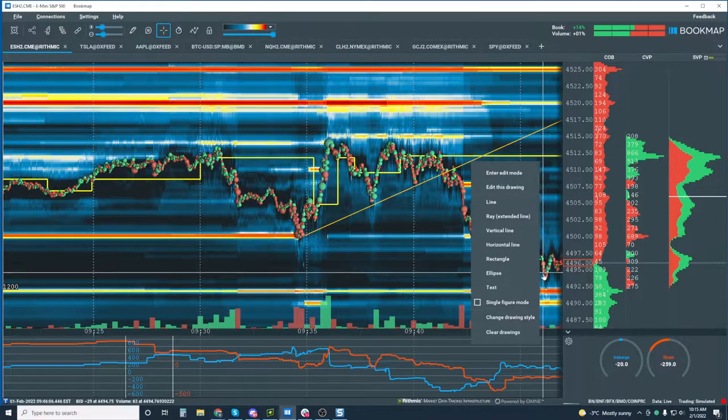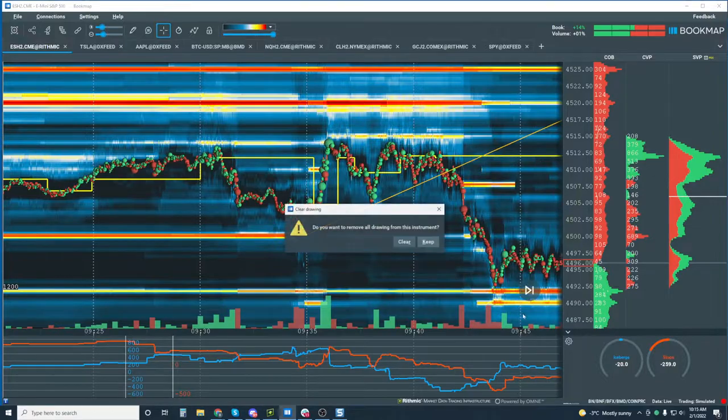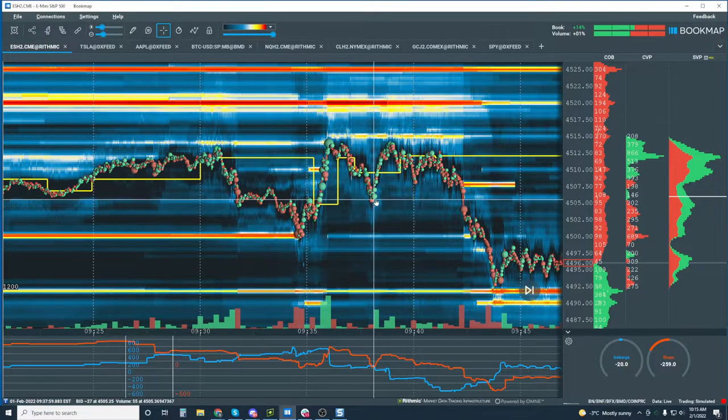I want to get rid of that. I don't want to cover the trend line, because although I like them and I look for order flow around those events, what I'm talking about here is pullbacks and who's in control in these areas here.